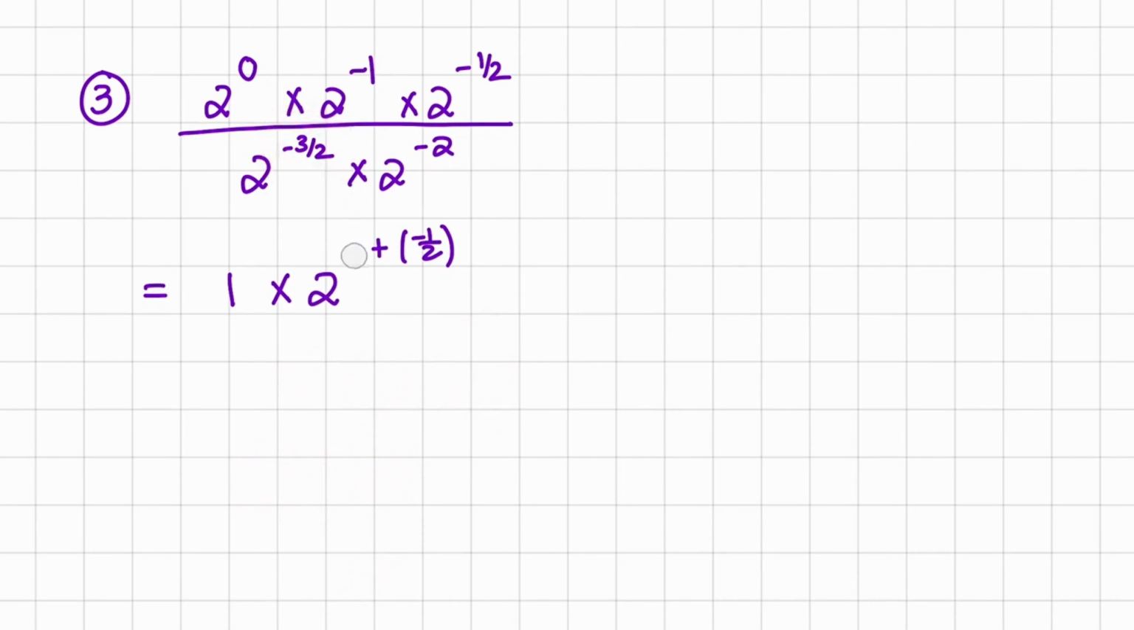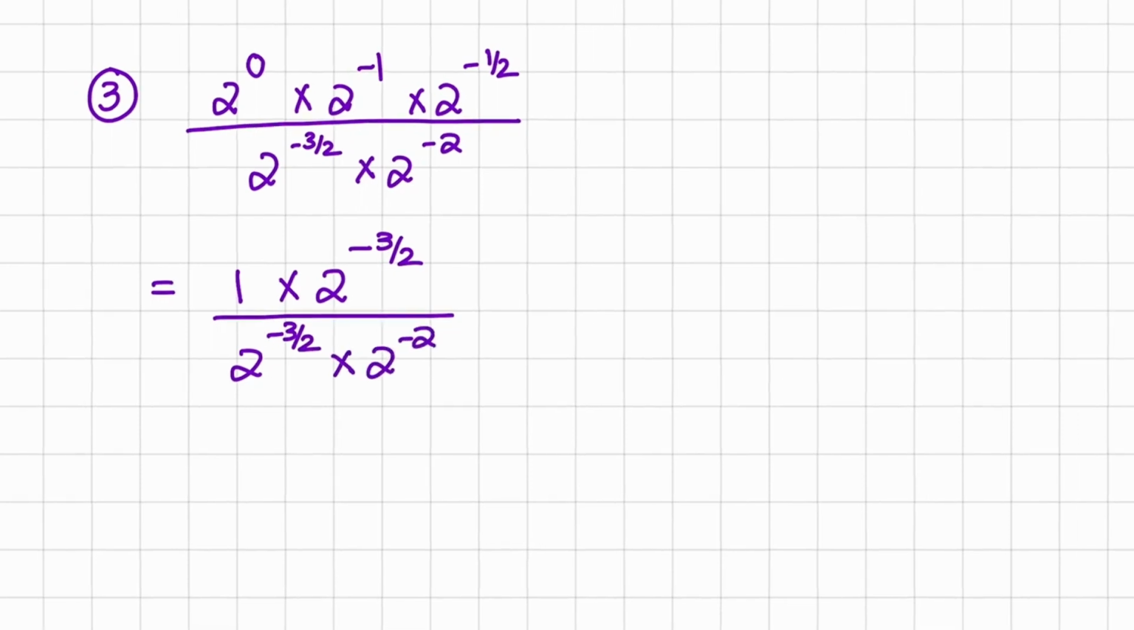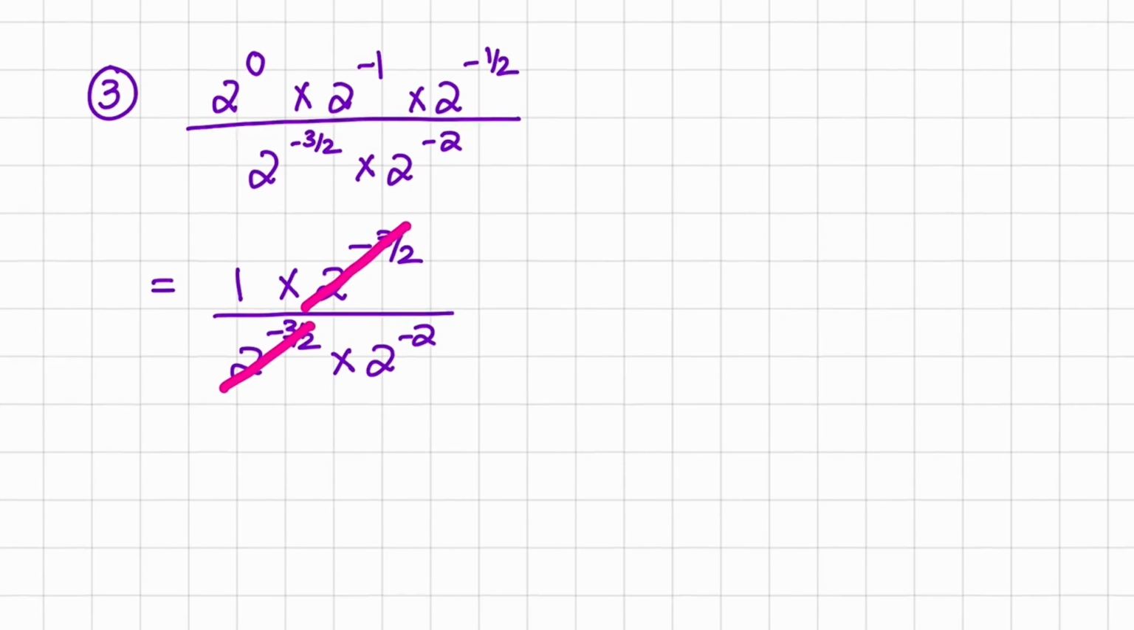So what I'm going to do is take this answer in my numerator and write it as 2 to the power of negative 3 over 2. And that is over 2 to the power of negative 3 over 2 times 2 to the power of negative 2. And the reason why I do that is because now I can cancel out the 2 to the power of negative 3 over 2. So it's important to not just go blindly into a solution, but inspect the solution, and sometimes you can simplify your answer as you are working through it.